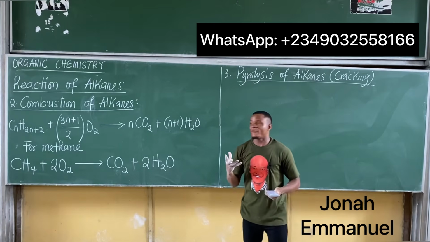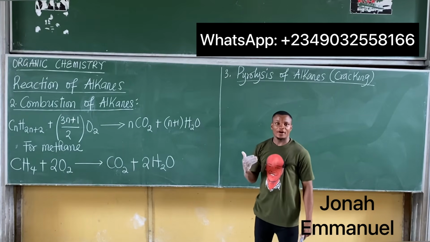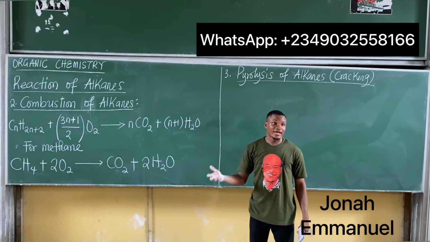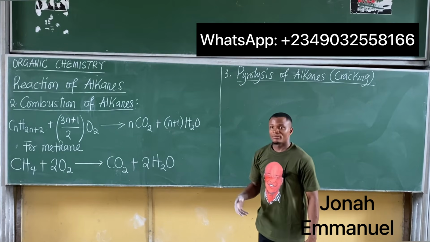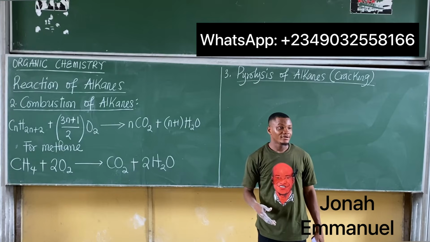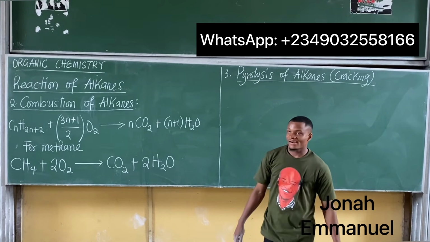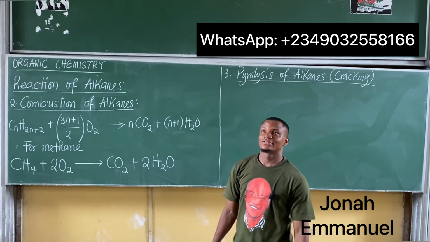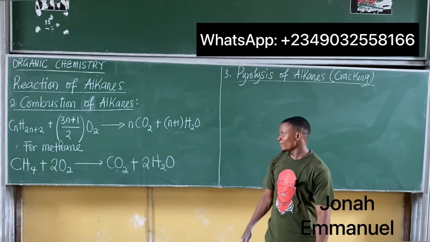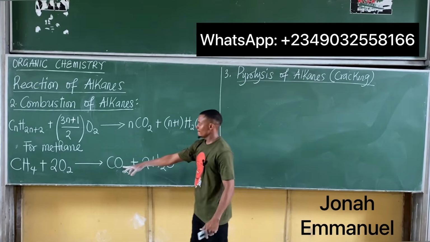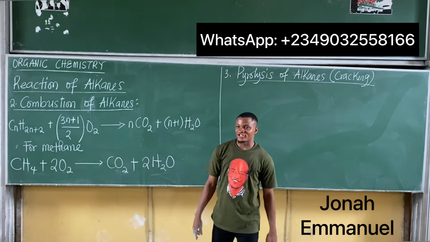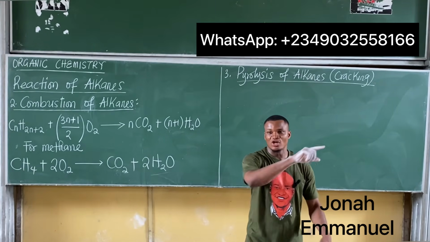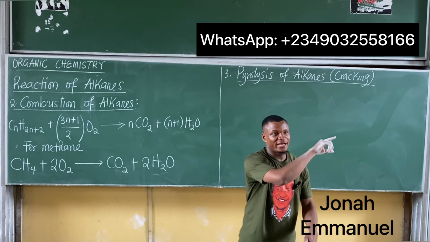So what do you get there? C4H10 plus what? Plus how many? 0.5? Okay. To give you what there? 4 CO2 plus 5H2O. But you don't use fractions, right? So what do you do next there? Multiply by what there? 2. Multiply by 2.